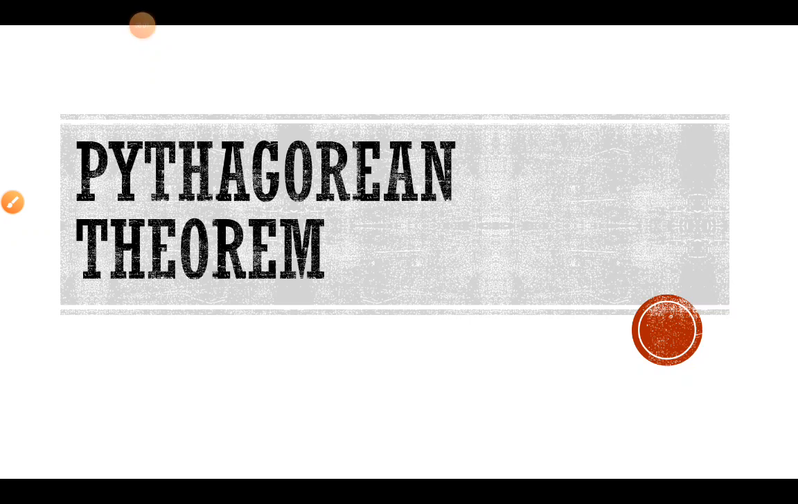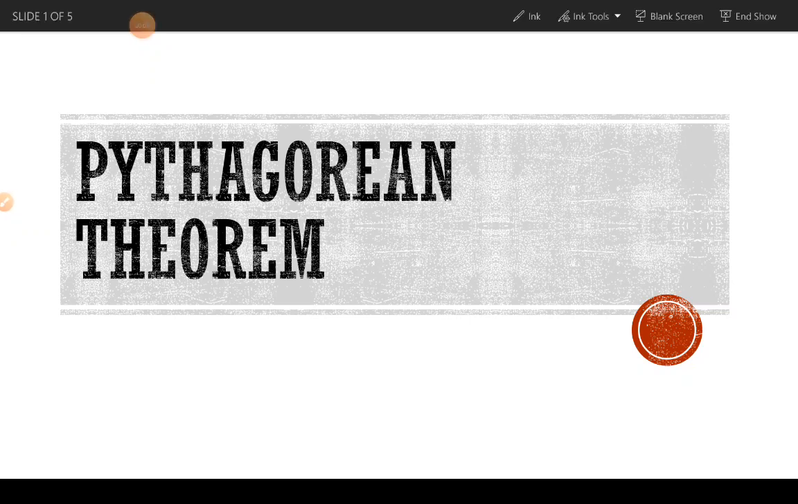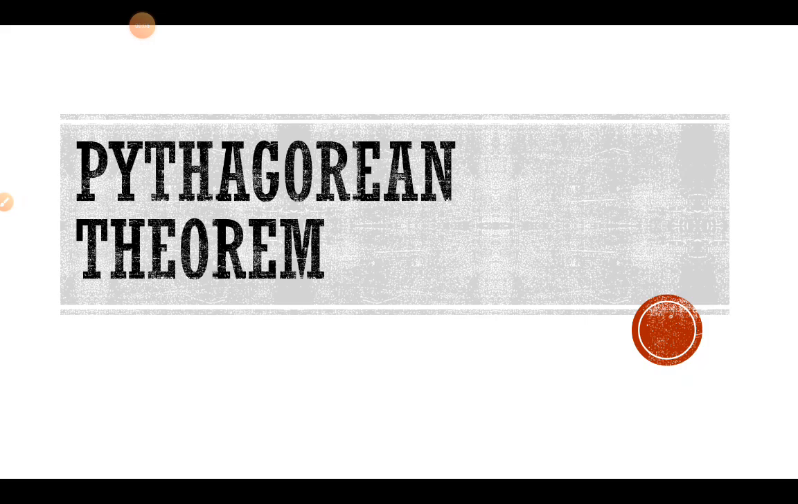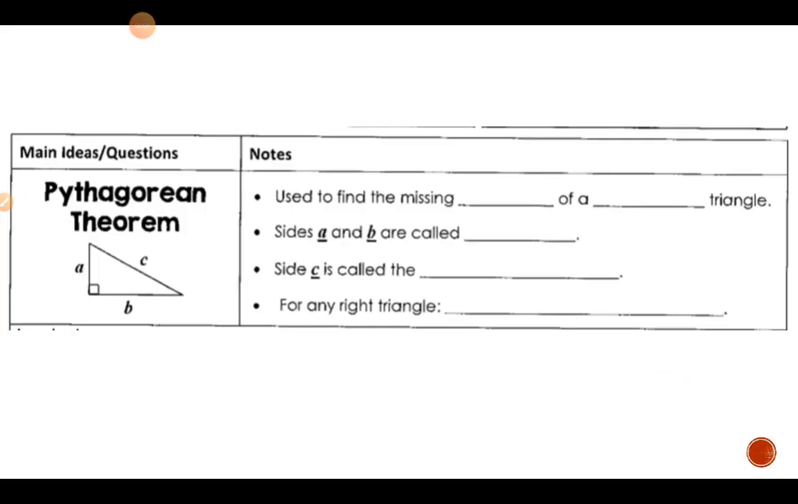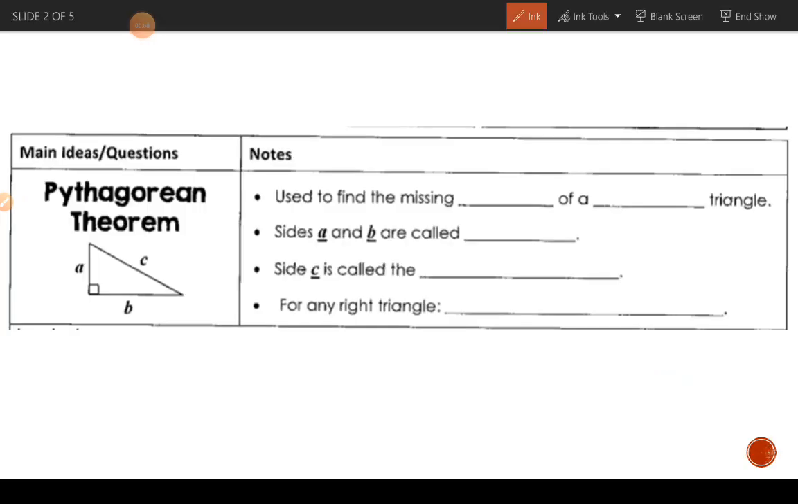Alright, so in this video we're going to talk about the Pythagorean Theorem. The Pythagorean Theorem is used to find missing sides of a right triangle. Now, a right triangle is a triangle that has a 90-degree angle, and that 90-degree angle is going to be depicted with that little square down in the corner.